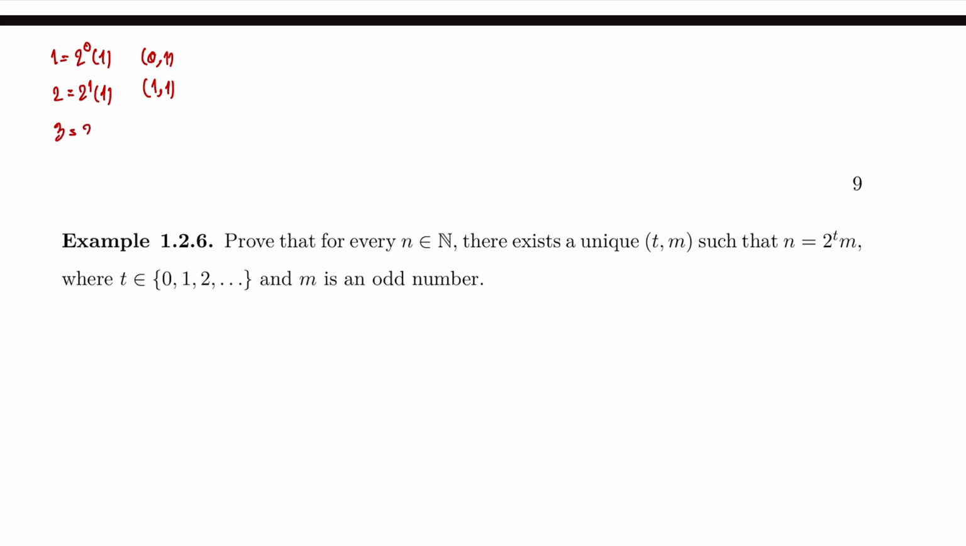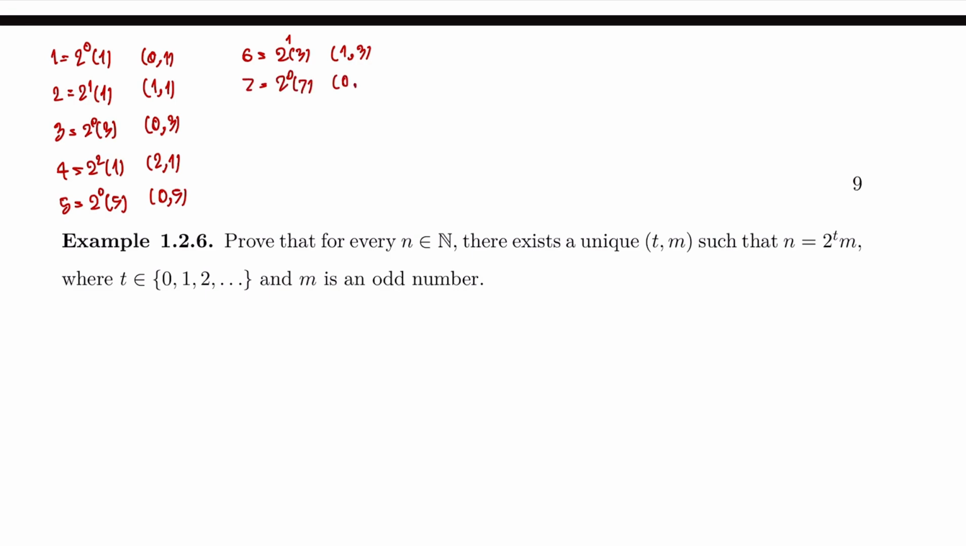If it's 3, it's going to be 2 to the 0 times 3, so it turns out to be (0, 3). If it is 4, it turns out to be 2 to the 2 times 1, so you have the ordered pair (2, 1). If it is 5, it turns out to be 2 to the 0 times 5, which is (0, 5). And what about the number 6? 6 is 2 times 3, so it is 2 to the 1 times 3, which is the ordered pair (1, 3). 7 is 2 to the 0 times 7, so you have the ordered pair (0, 7).